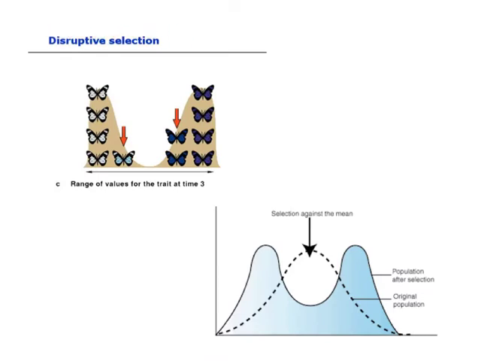In disruptive selection, what you have is here's our original population. For some reason, the mid-range is selected against, unlike in stabilizing selection. So what happens is both the very, very light and the very, very dark, in this case the butterflies, survive better: the really dark butterflies survive better and the very light butterflies survive better, but the ones in the middle drop off. That's disruptive selection.